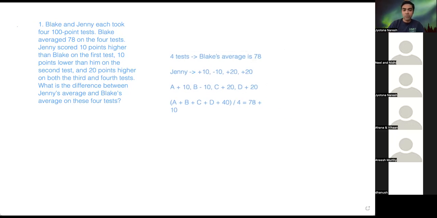But one more thing you can think about is that we don't actually need to think about each test in particular. If you want the difference between the averages, we can look at how Jenny's score differed from Blake's on the first, second, third, and fourth tests, and the total difference between the test scores divided by 4 must be the difference in the averages. So plus 10, minus 10, plus 20, plus 20, just adding these 4 numbers gives you plus 40. Divide that by 4 gives us this 10, which is the difference between the 2 averages. Any questions on this?